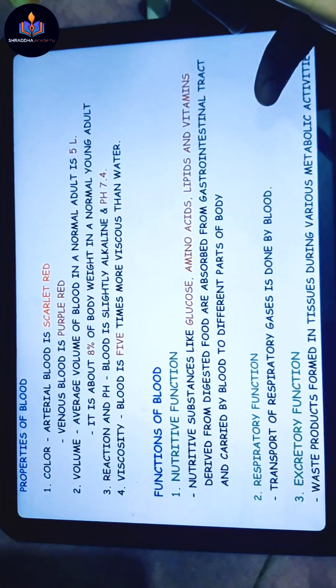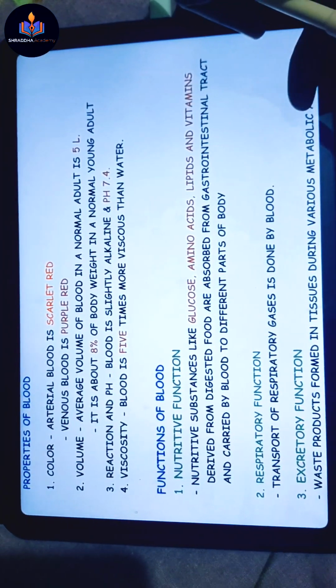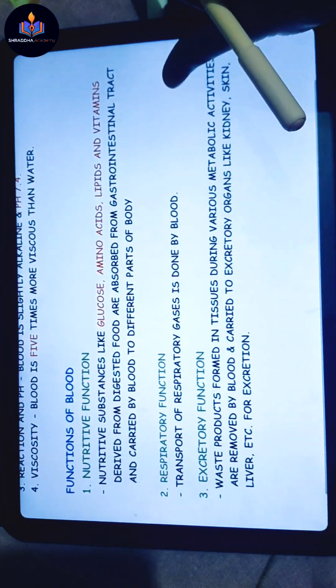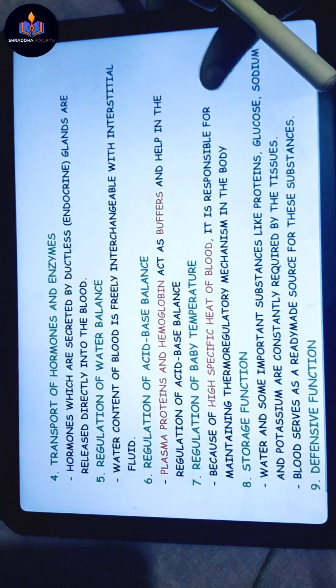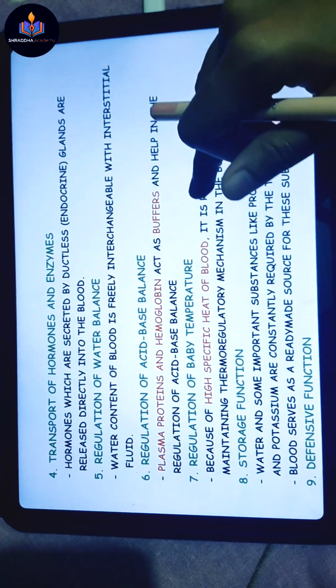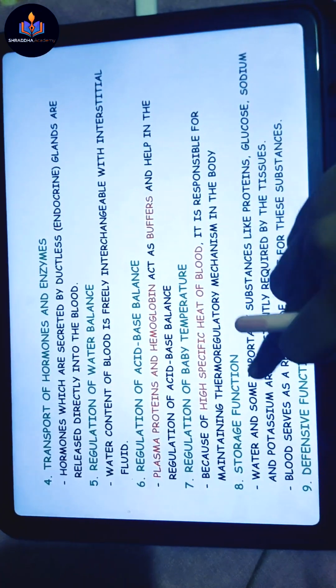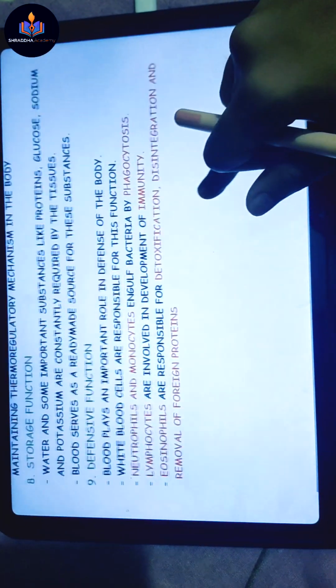So the functions of blood are nutritive function, respiratory function and excretory function. Then transport of hormones and enzymes, regulation of water balance, regulation of acid base balance, regulation of body temperature, storage function, and defensive function, okay.